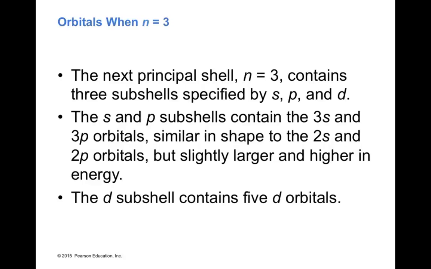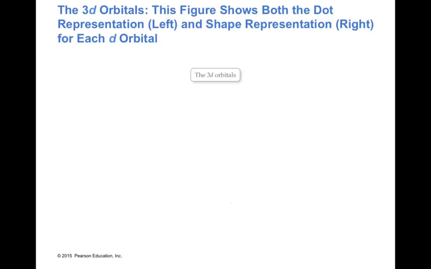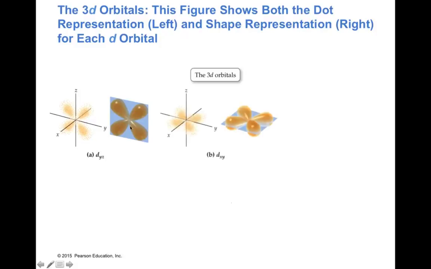The d subshell contains 5 d orbitals. Now remember, for the s subshell you're going to have just one type of s: 1s, 2s. For the p, you're going to have 3 different p orbitals, px, py, and pz. For the d, you're going to have 5 different orbitals in this subshell. So this one is like this. You have 4 different lobes, okay. You have the node in the middle and these 4 areas where you can find the electrons.